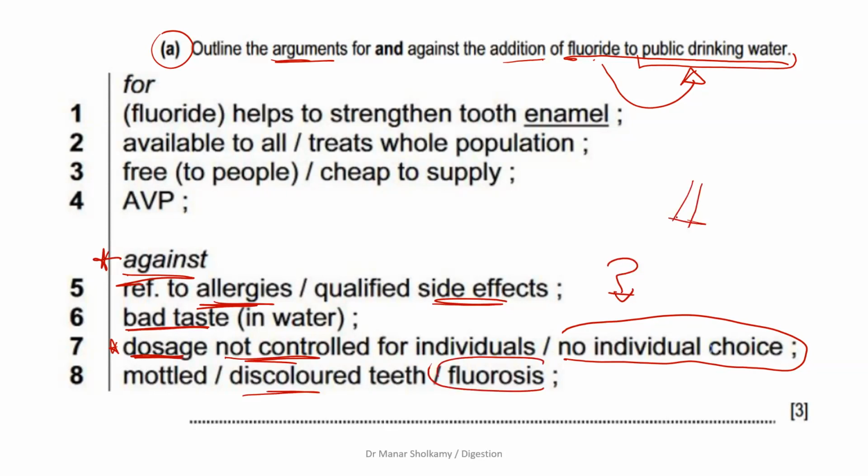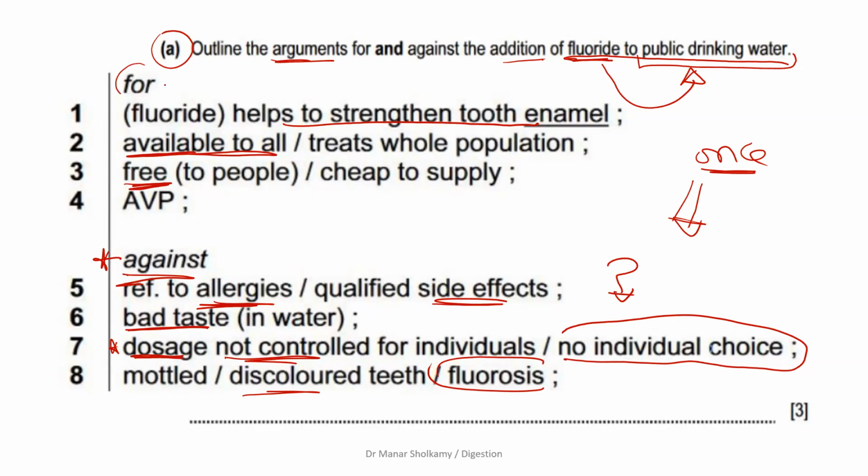This question came only once in the last 5 years. I never saw it except once, or maybe twice. That's why I added it to the notes, but still we have to be on the safe side. So we want to know that fluoride is a substance that is added to toothpaste and sometimes in drinking water to make our teeth stronger because it helps to strengthen our teeth. When we add it to the water, it will be available to everyone because this is public water. So everyone will have access to this fluoride and it will be free. I will not pay extra money to add fluoride to my drinking water.